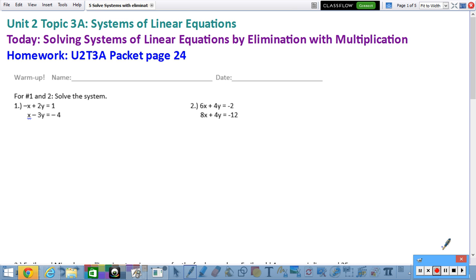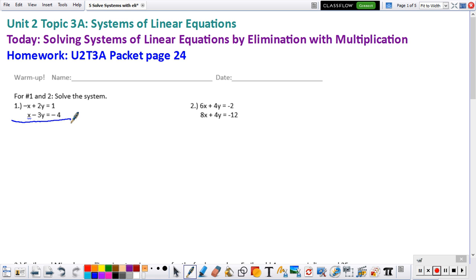Okay, so we're going to solve each system for number 1 and number 2 using elimination. And this is set up so perfectly it will eliminate. When I look at number 1, I see that it's negative 1x and negative 1x. So I can just go ahead and add down because negative 1 plus 1 becomes 0x. 2y minus 3y becomes negative 1y. 1 minus 4 becomes negative 3. And divide by negative 1. And I get y equals 3.